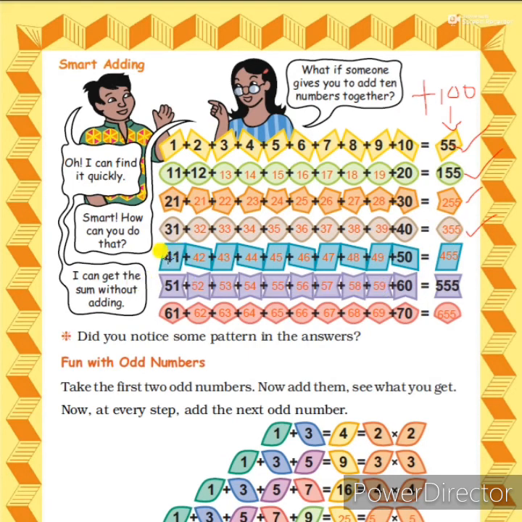Now the fifth line, 41 to 50. The total of these numbers will be 455. That means increasing by 100. So the next line, 51 to 60, will be 555. That is given there. So for the last line, what will be the answer? A difference of 100 means increasing by 100, which is 655. That means 61 to 70, if we find the sum of these numbers, we get the answer 655. Students, this exercise also you have to complete.